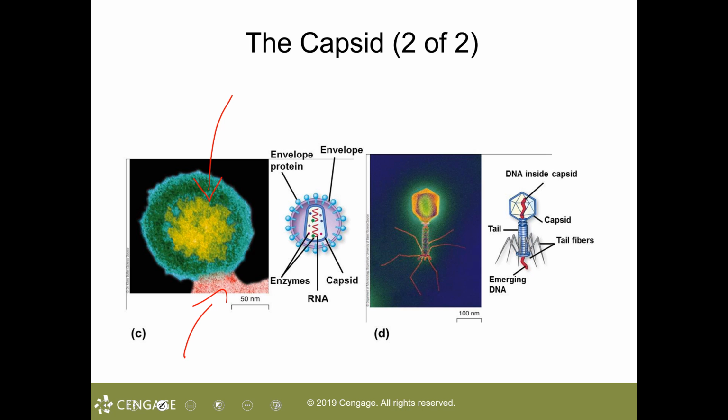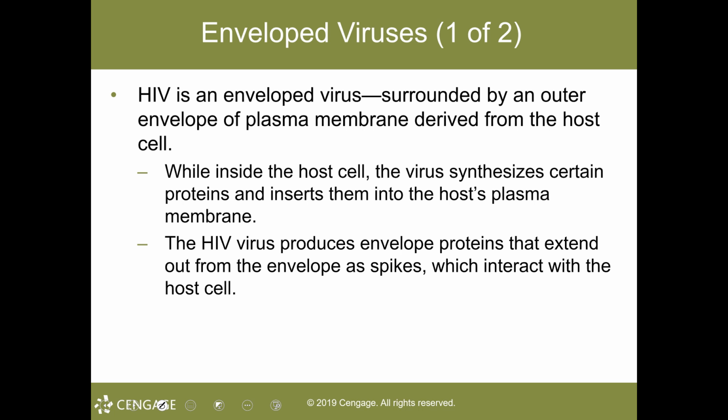And then in D, class, we're seeing T4, the bacteriophage. You should remember this from when we learned about DNA being discovered by way of Hershey and Chase. This is a polyhedral virus with a polyhedral head and a helical tail. This is a virus that attaches to the cell wall of the bacterial host by its tail fibers.